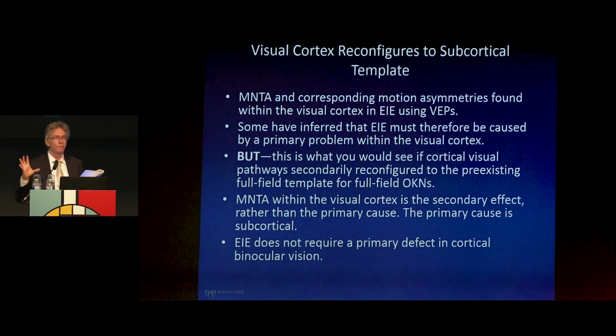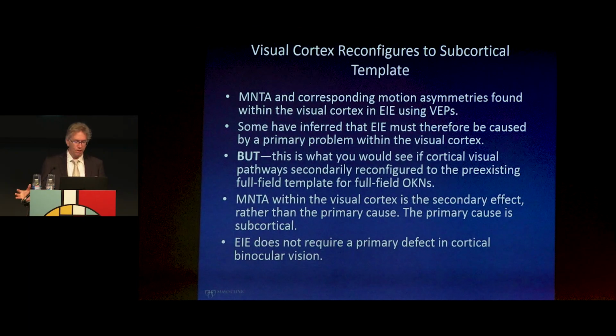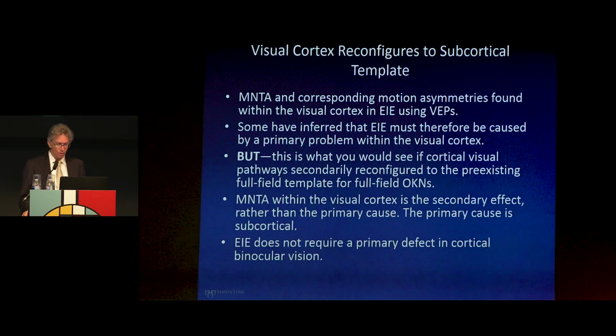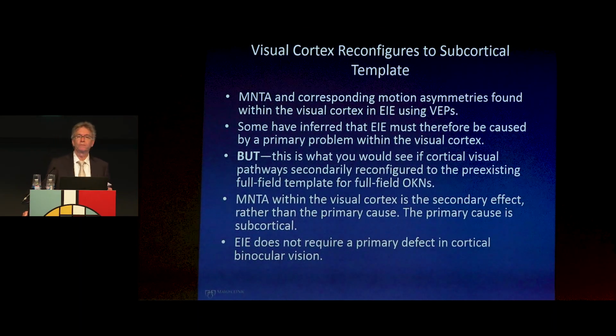And this is called the Hoffman hypothesis, and this has been shown to be occurring in infants who don't have binocular vision. So although you can find monocular temporal asymmetry within the motion pathways of the visual cortex, this is the effect rather than the cause of the problem. The primary cause lies within the subcortical visual motion circuitry. And I think that's been the conceptual oversight in the cortical model for infantile esotropia. Infantile esotropia does not require a primary cortical defect in binocular vision. Indeed, there's no evidence that one exists.